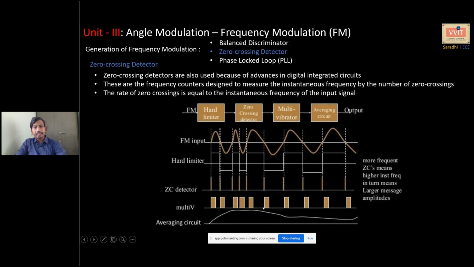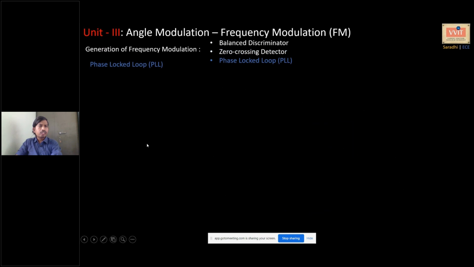When this pulse train is given as input to the integrator or averaging circuit, automatically a continuous waveform will be generated, and that will be exactly proportional to your message signal. So this process is detecting the message signal from FM. So this is what the zero crossing detector is. Next one is the phase locked loop. This is most widely used because of its efficiency.